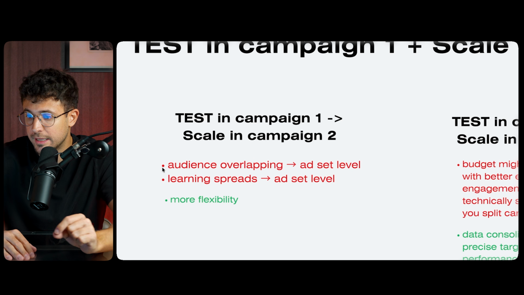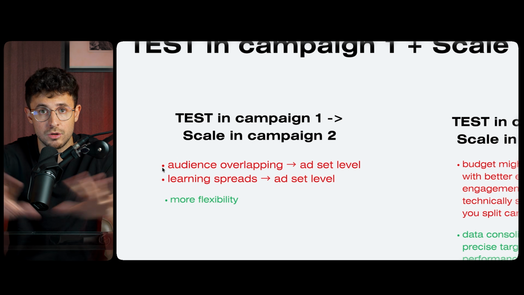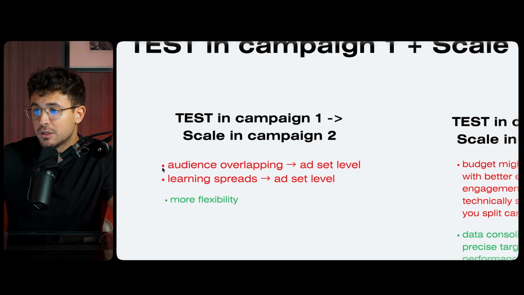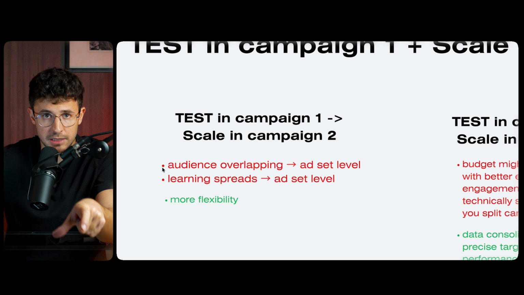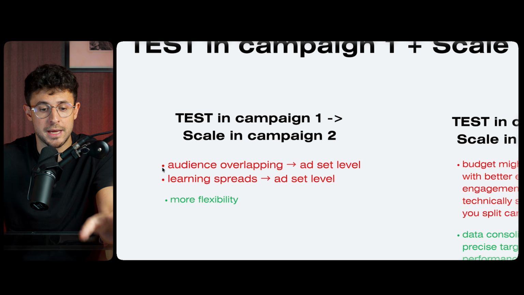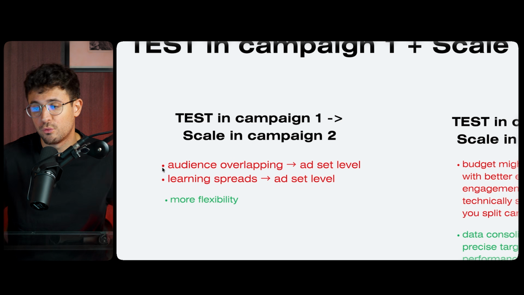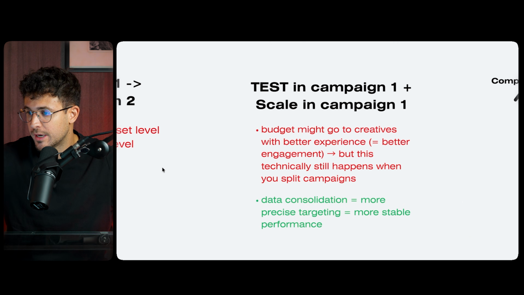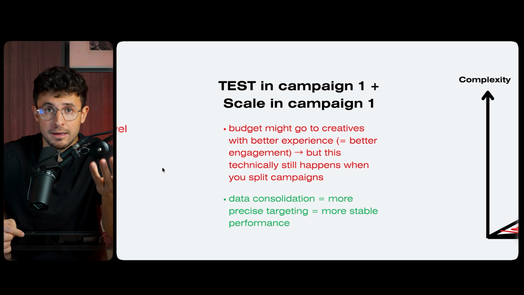Another issue here is that when you separate by campaigns and different ad sets, you have some learning spread across different ad sets and campaigns. But the good thing about this is that you have more flexibility. So if you want to test some specific angles, or if you want to test some specific landing pages, you can simply do this by having a single ad set that tests specific variables. So you technically have more flexibility here. Then on the other option, you have the test in campaign number one and scale in the same campaign.